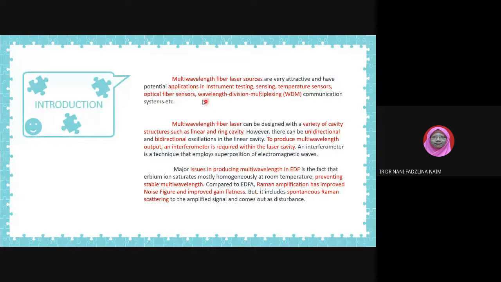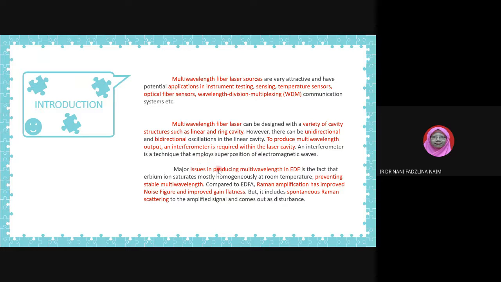As an introduction, we know that multi-wavelength fiber laser has many potential applications such as in instrumentation, testing, sensing, temperature sensors, optical fiber sensors, wavelength division multiplexing communication, and many others. Multi-wavelength fiber laser can be designed with varieties of cavity structure such as linear and ring cavity. For linear cavity structure, it can be divided into two, which is either unidirectional or bidirectional cavity. In order to produce multi-wavelength, an interferometer is required within the laser cavity. So basically, this interferometer technique employs superposition of electromagnetic waves.